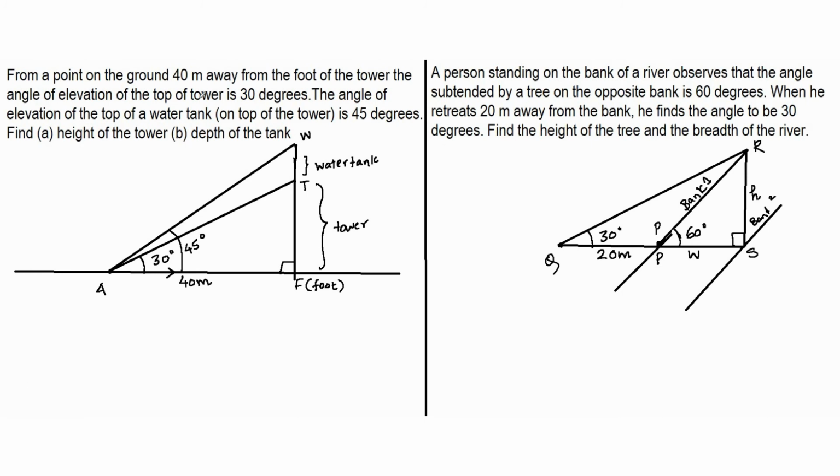So consider the first diagram. Now I want to find the height of the tower. I could first consider triangle ATF, right? If I consider triangle ATF, I know that the angle is 30 degrees. So I know that the length AF is 40 meters. So I can easily find FT.